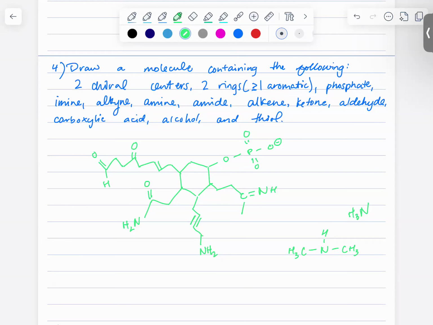And what about a carboxylic acid? What about an alcohol? And finally, what about a thiol? SH. What else do I need to add to my molecule still? But can they be any old ring? What is an example of an aromatic ring?